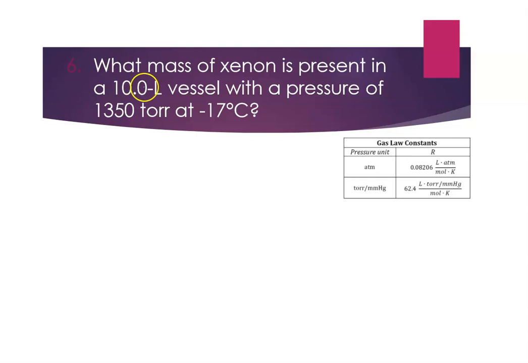Let's look at this. This says, what mass of xenon is present in a 10-liter vessel with a pressure of 1350 torr at negative 17 Celsius?